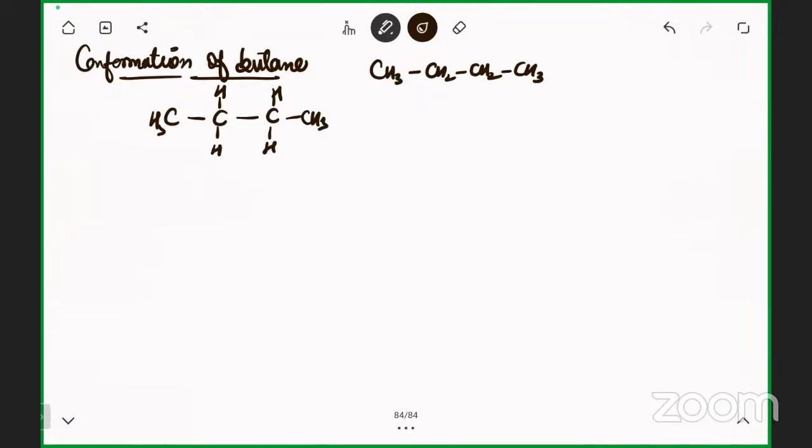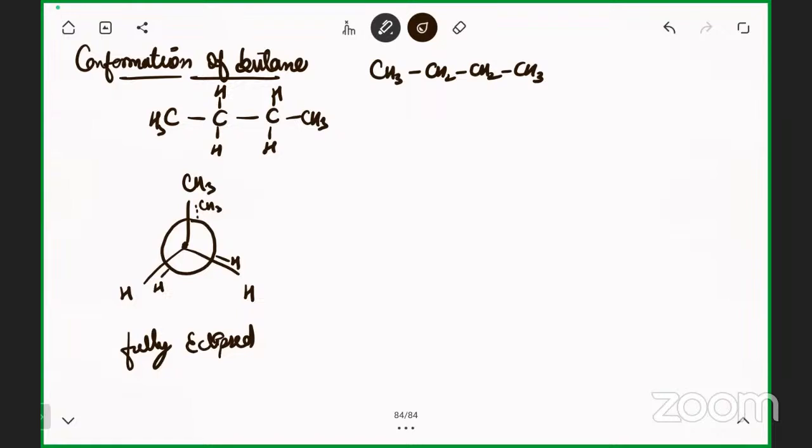Okay, so basically, if I make the eclipsed form, the first structure will be like this only. Here we have CH3, we have H and H, and at the back we have CH3, one H here, another H here. So this is called the fully eclipsed form.